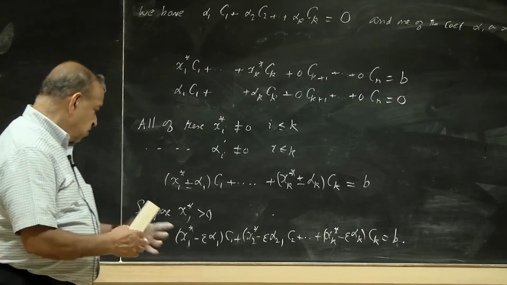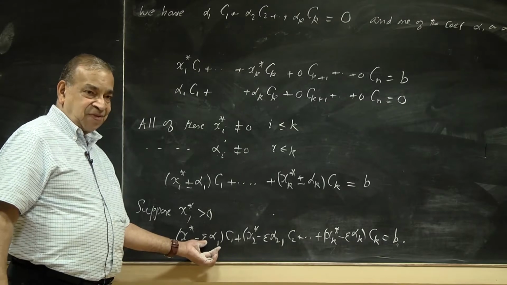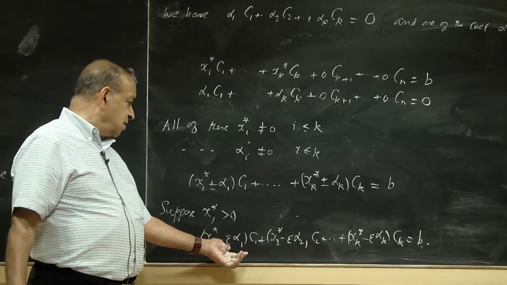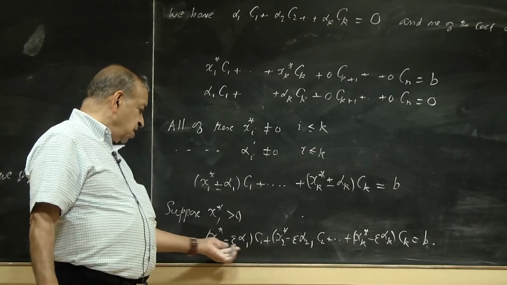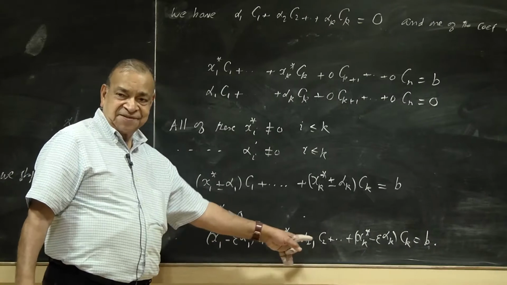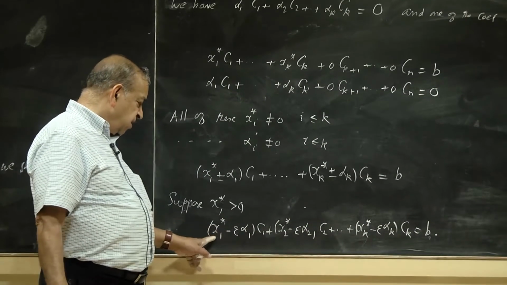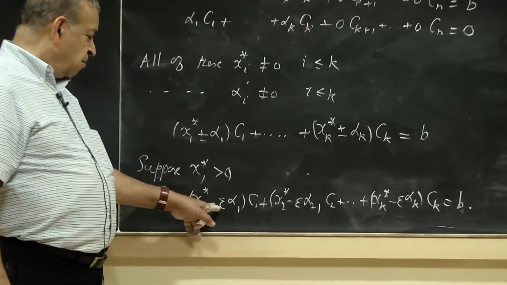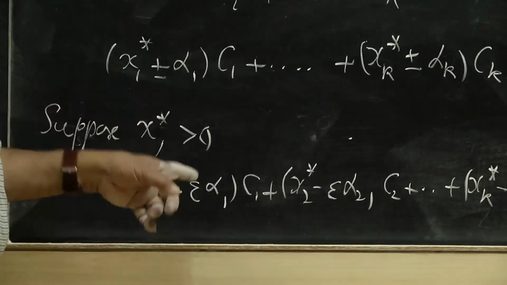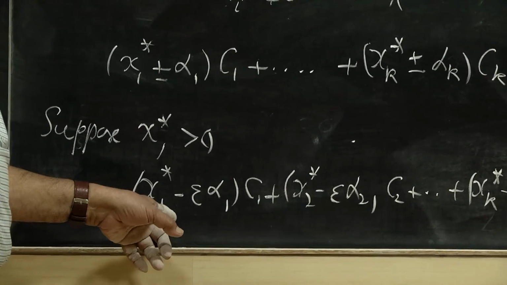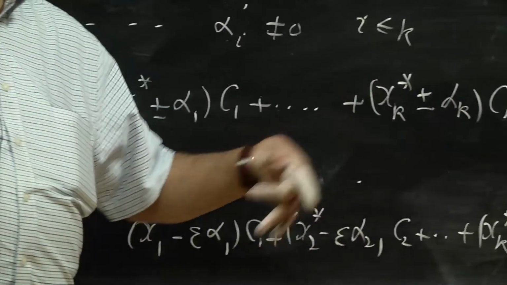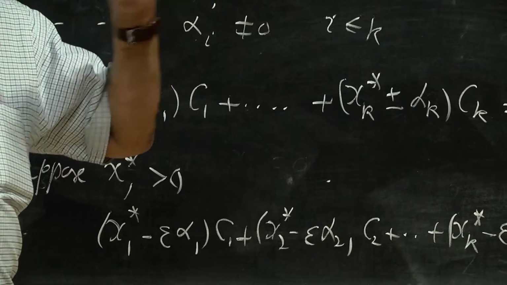Okay? So what I do is I slowly increase epsilon. What can happen? If alpha 1 is positive, this will bring it down. If alpha 1 is negative, then I make this plus everything. Choose the right sign such that x1 star minus epsilon alpha 1 is coming down by increasing epsilon. At some stage, this will become 0. So for sure, one of the coefficients is going to become 0. Some other coefficients may also become 0. But for sure, one of the coefficients can be made 0.